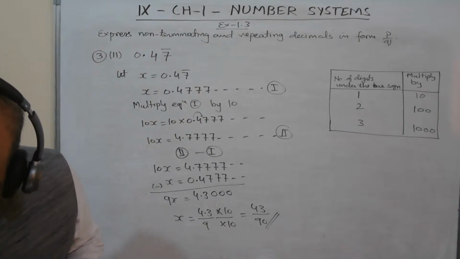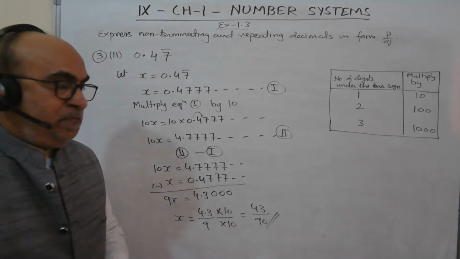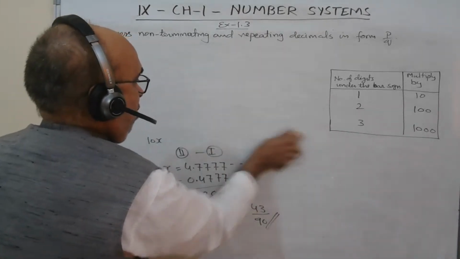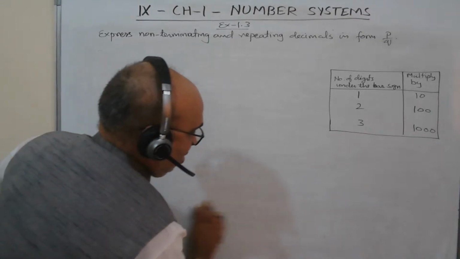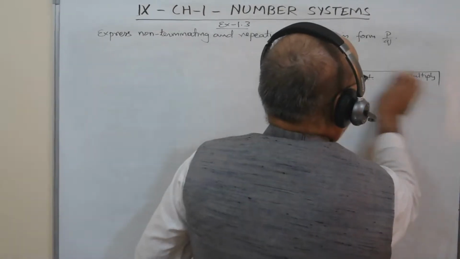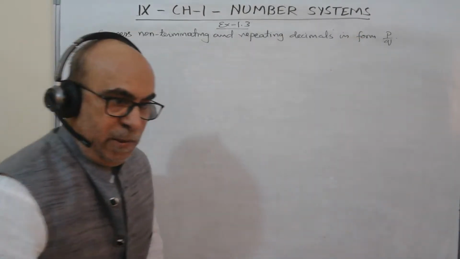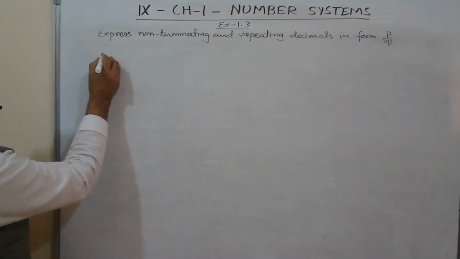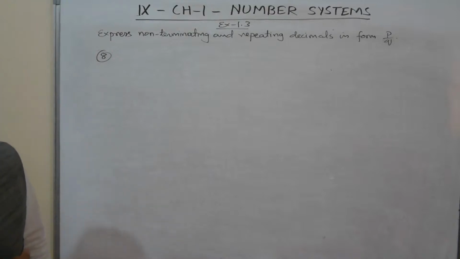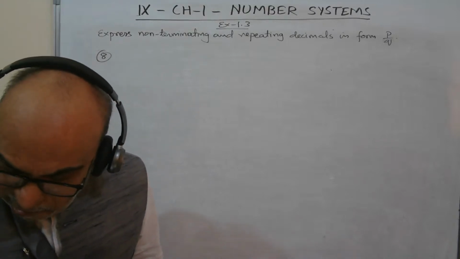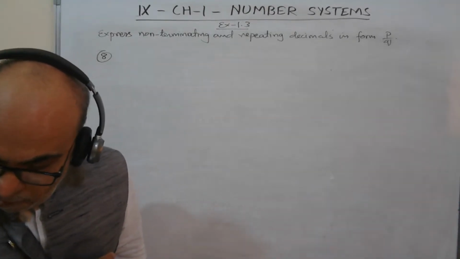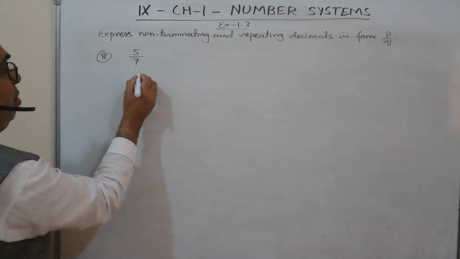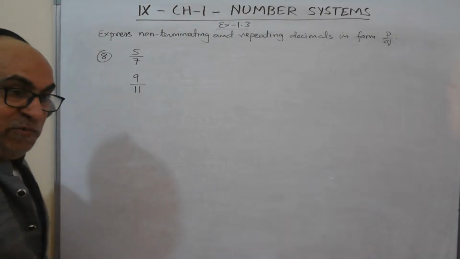Now I'm going to tell you question number 8. If you are understanding what I'm teaching you, I need your feedback. Now the next question, 8, is exercise 1.3, question number 8. Find 3 different irrational numbers between 5 by 7 and 9 by 11. 5 by 7, 9 by 11. Which numbers?